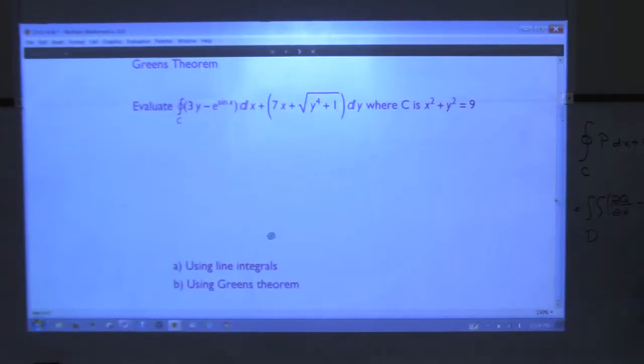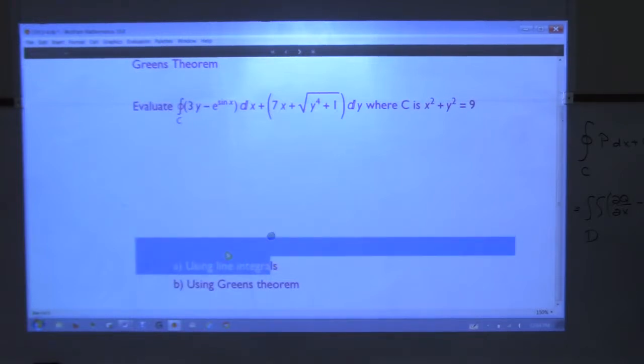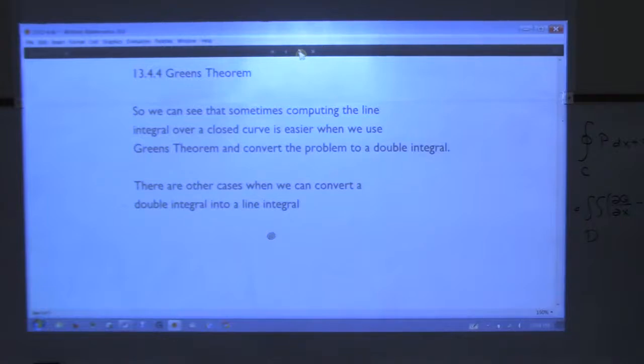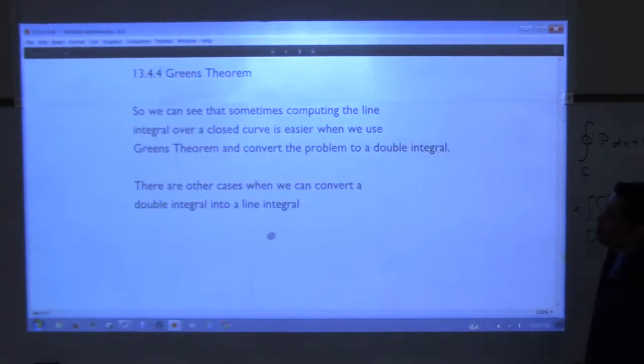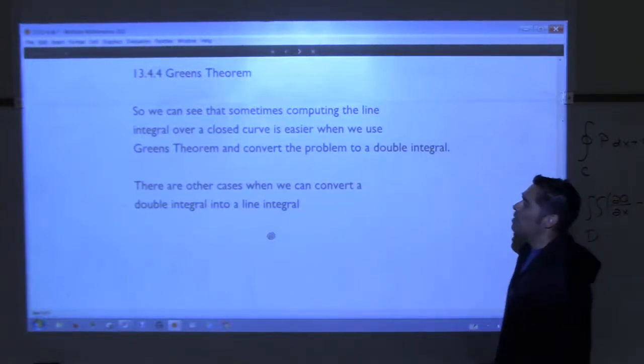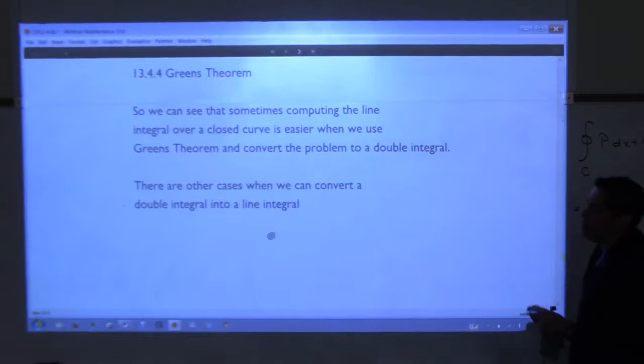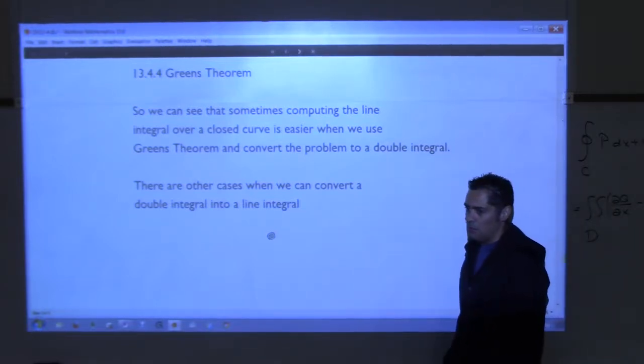Okay, so in this I asked to do it by line integrals and then by Green's theorem. And when we do it by line integrals, I actually said, see, we don't want to do this, right? I never actually do this in class. All right, so we can see that sometimes computing line integrals over a closed curve is easier when we use Green's theorem, right? And convert the problem to a double integral. There are other cases when we can convert a double integral into a line integral.